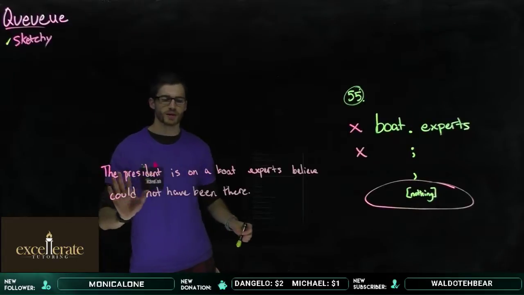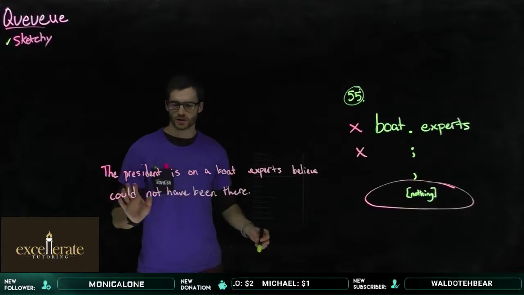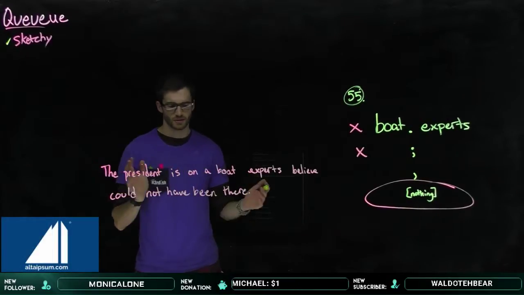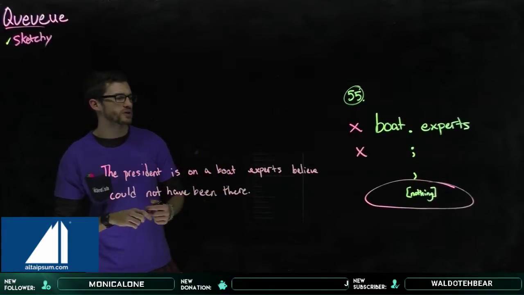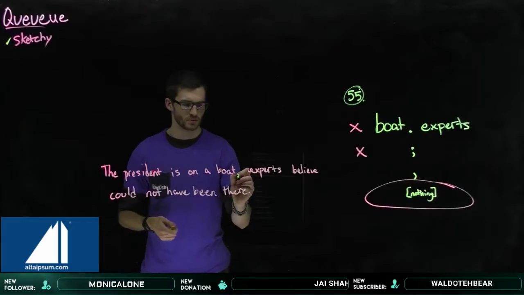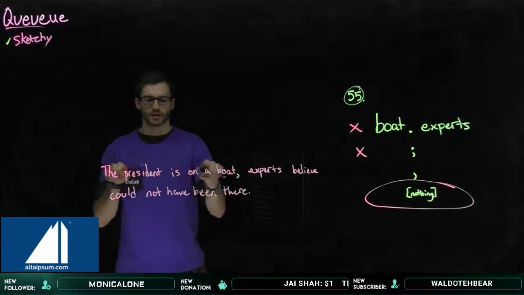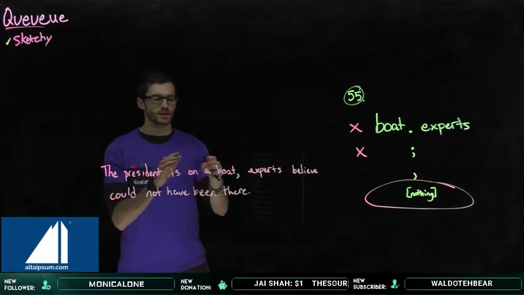So here, the president is on a boat experts believe could not have been there. Whatever. It's fine. That's what that means. If you are going to put a comma here, this is our independent clause, right? The president is on a boat.